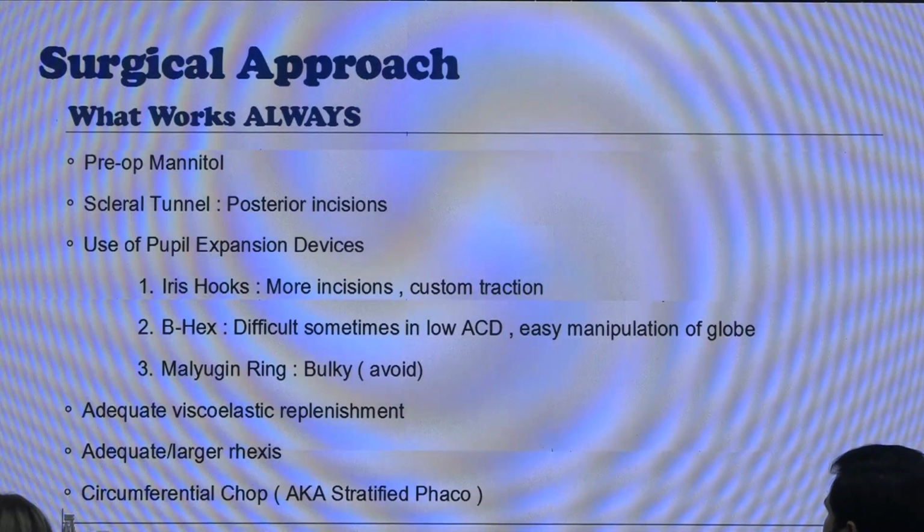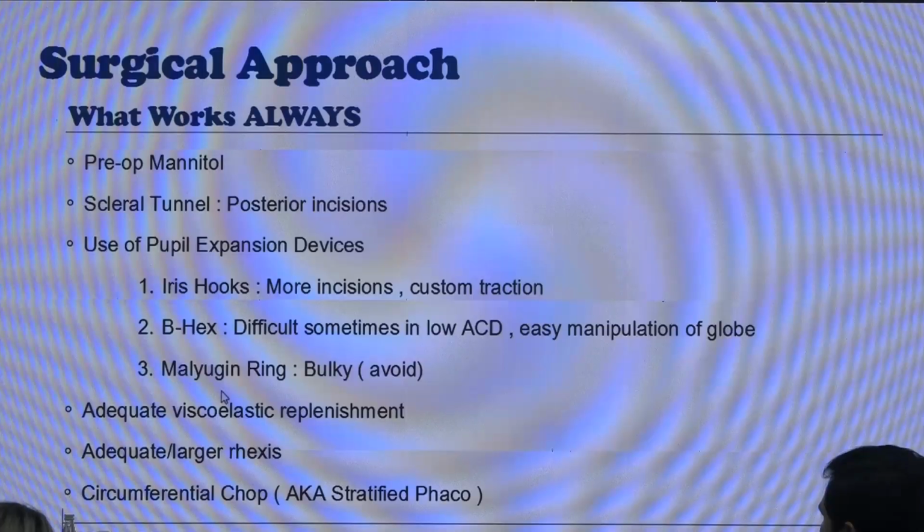In the surgical approach, what always works in nanophthalmic eyes is an optional pre-operative decrease in the vitreous pressure, so you can give mannitol beforehand. A scleral tunnel or a posterior incision is always helpful because it keeps your phacoprobe away from the endothelium and causes less endothelial damage. Use of pupil expansion devices such as iris hooks.